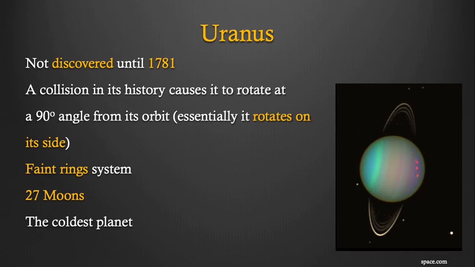Uranus was not discovered until 1781, so moving out from the solar system, all those other planets are close enough that they could be seen either with the naked eye or with a simple telescope. When technology advanced, when telescopes got better, people could see further out, and Uranus was discovered. Uranus rotates on its side at a 90-degree angle from its orbit. It has a faint ring system that's vertical. It has 27 moons, and it is the coldest planet.